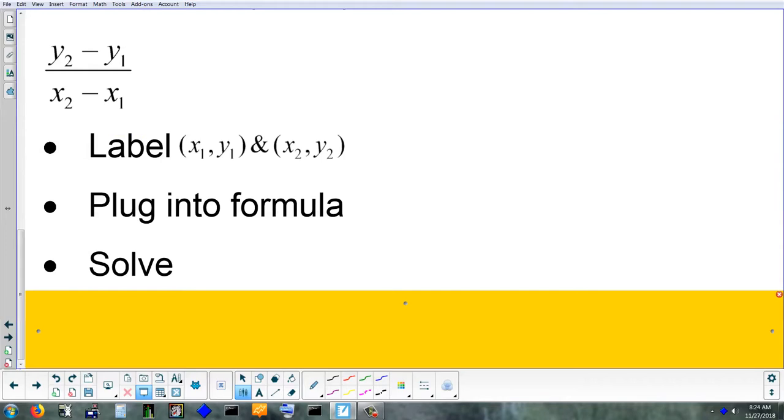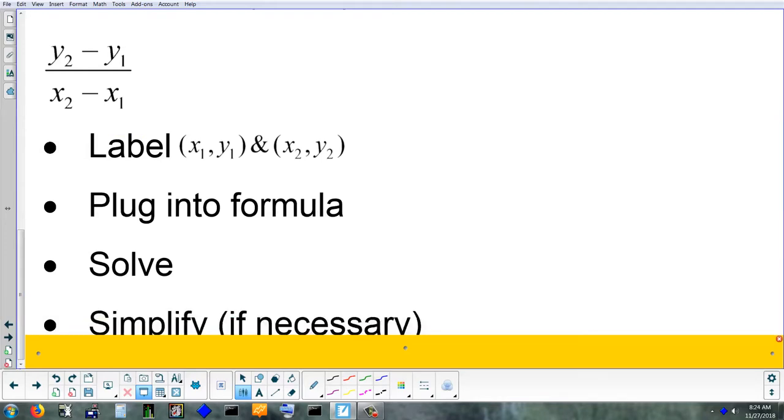You want to solve. Last thing, you may not have this in every one of these that you do, but you want to simplify. So say if I had -2/6, how would I simplify that? What would that simplify to? Anybody know? What number goes in them both? Two. Two goes in them both, right? So I'm going to divide the top and the bottom by 2. Or would it be 3? It wouldn't be 3.